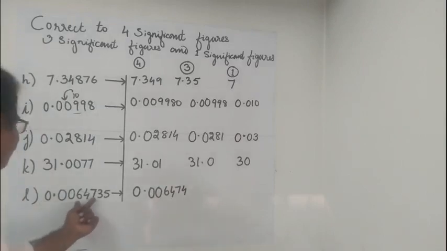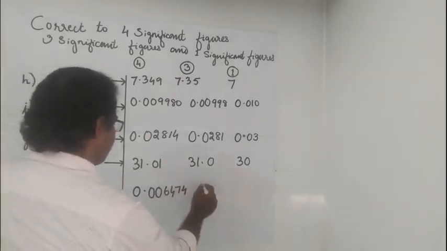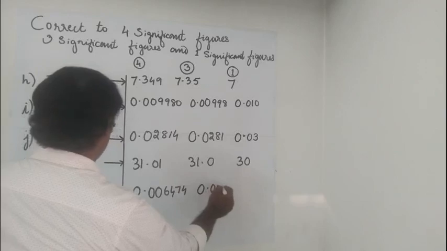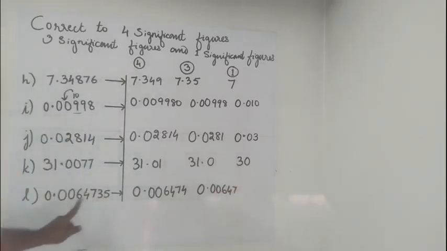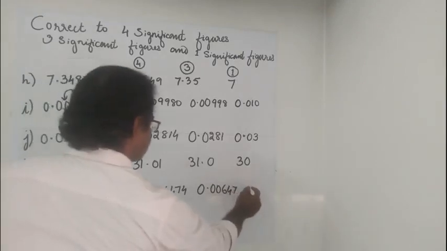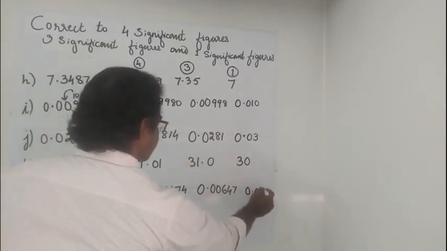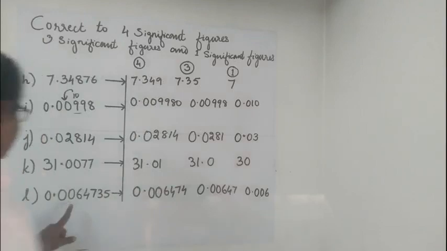Next, 3 numbers. We have to focus on 3 numbers. So 6, 4, 7. Right. 0.00647. Okay. Then 1 digit number. So we have to focus on 1 digit number, 6. Here after it is 4, less than 5, so no need to change this one. So simply write down 0.006. Isn't it? This is the answer.